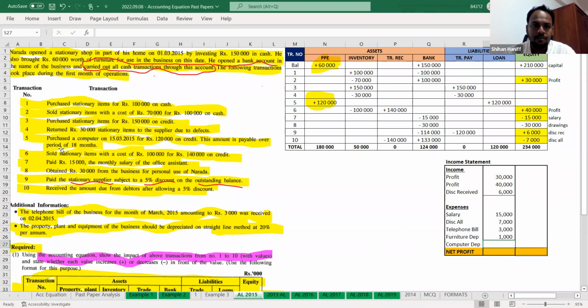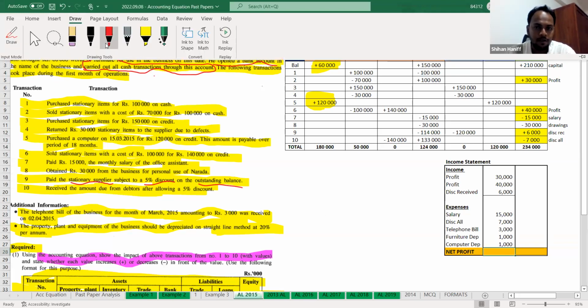Computer is purchased on 15th. 15th means half a month. Now let's calculate the depreciation of computer. 120,000 into 20%, divide by 12 and divide by 2, half of that. So it is 1,000.